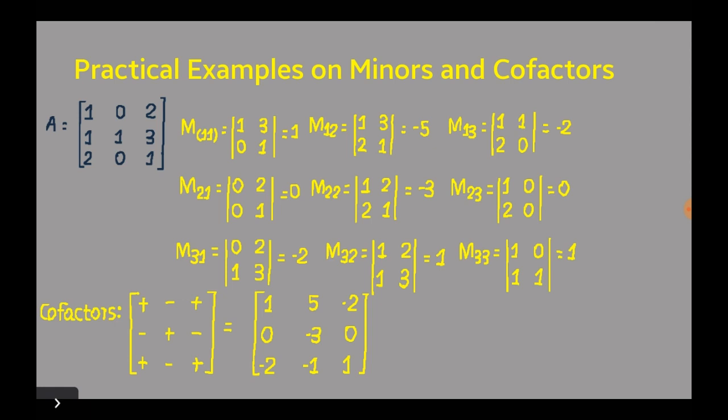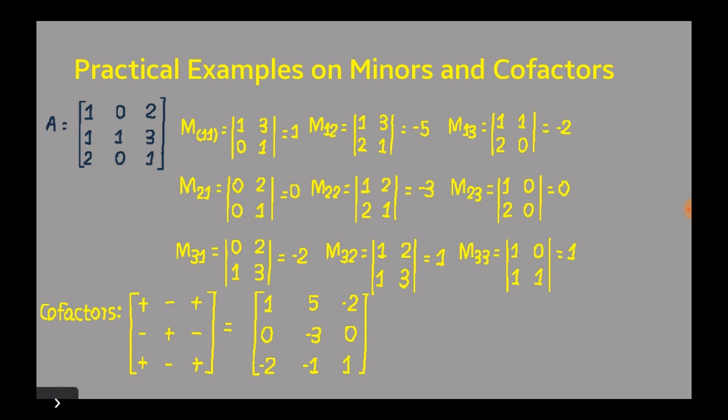Minor M31: 0, 2, 1, 3, becomes minus 2. Then minor M32: 1, 2, 1, 3, becomes 1. Minor M33: 1, 0, 1, 1, becomes 1.